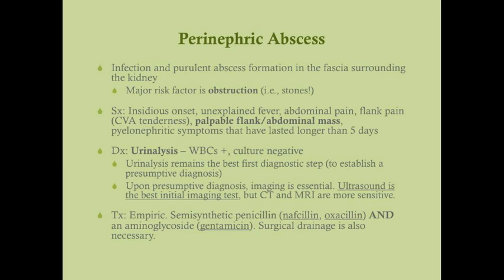We get a urinalysis. And the fact is, if we have pyuria and we have an unexplained fever, then we're going to go ahead and do an imaging. Ultrasound is the best initial imaging test because it's cheap and pretty reliable, but CT and MRI are more sensitive. So if you're asked what's the best initial imaging test, you're going to say ultrasound, but if you're asked what's the most accurate or the most sensitive, it'd be either CT or MRI. MRI more than CT.